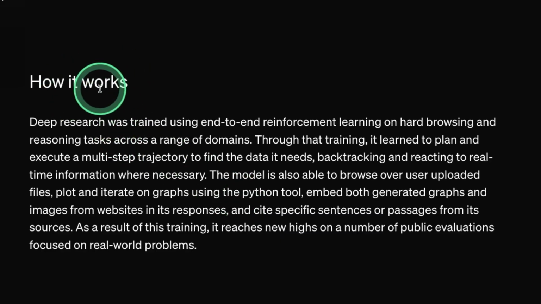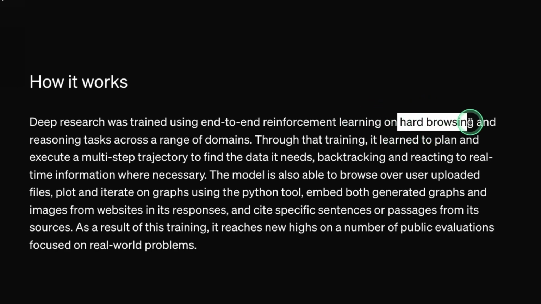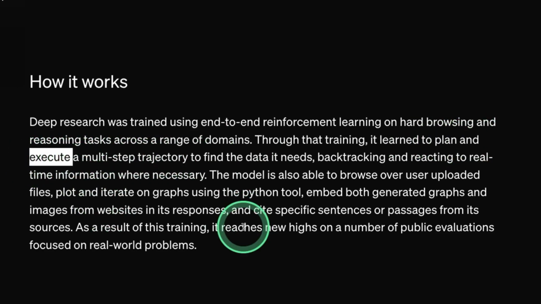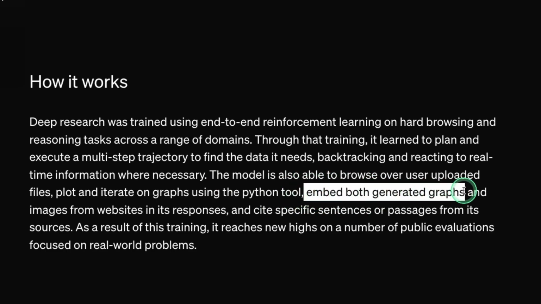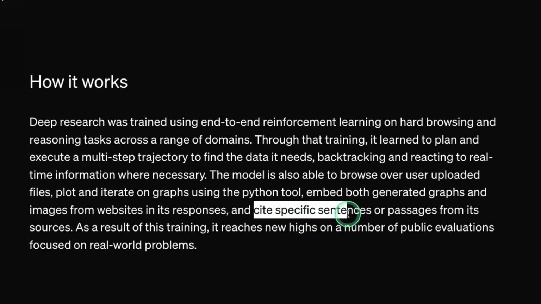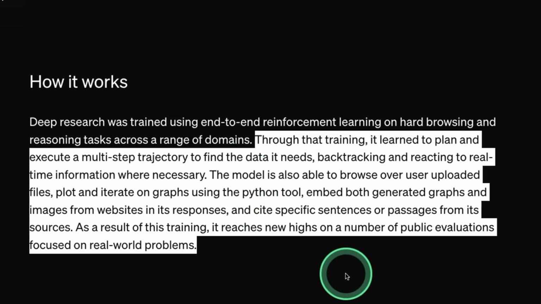So how does it work? They fine-tune with reinforcement learning on hard browsing and reasoning tasks across a range of domains. It learned to plan and execute. Then it uses tool calls to browse over the files, plot graphs, and do internet search, and it will embed both generated graphs and images from websites into its responses. It can cite specific sentences or passages. So technically, it's fine-tuning the base model and then using tool calls for further analysis.